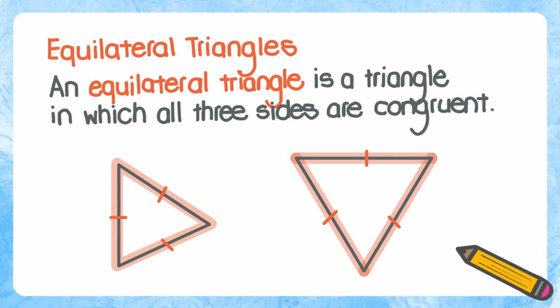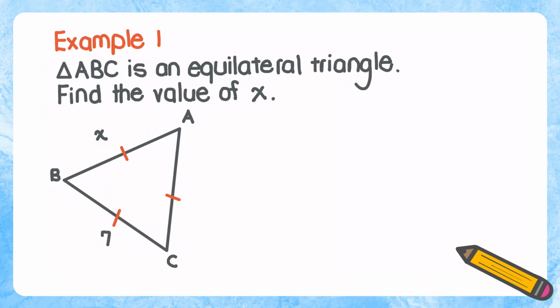Here's another example of an equilateral triangle. Last time, when we talked about isosceles triangles, we talked about how an isosceles triangle has two congruent sides. An equilateral triangle has three congruent sides. Let's use this property to solve for some examples. Remember to write each example down in your notebook.